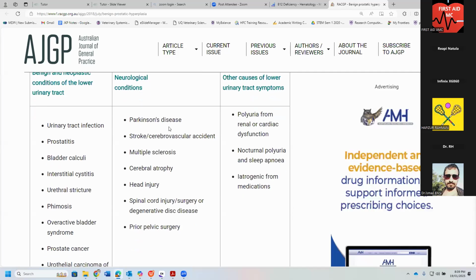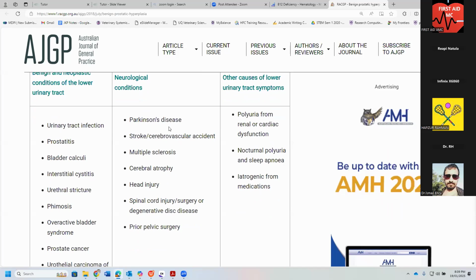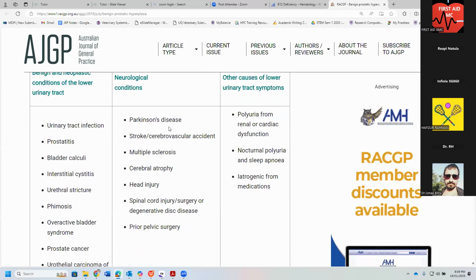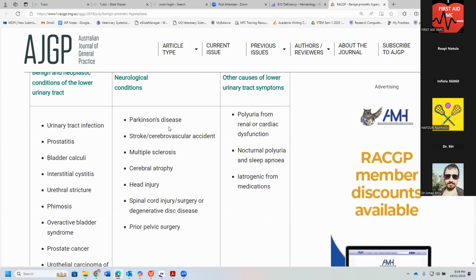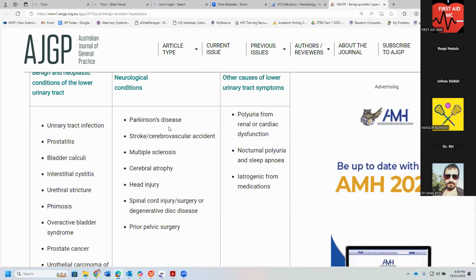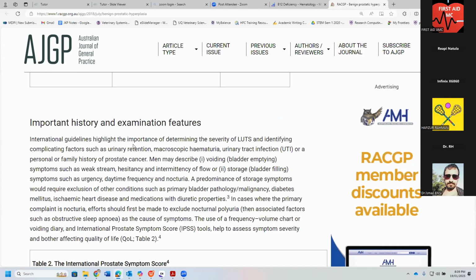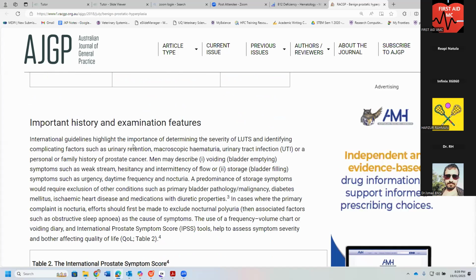If you have an elderly gentleman with other features mentioned in accordance with the prostatic symptoms, always think about neurological conditions like Parkinson's, stroke, multiple sclerosis, cerebral atrophy, head injury, spinal cord injury, or cauda equina syndrome, pelvic surgery. All right. Very important for you to do the history and examination. In examination, the only thing that you do is the abdominal examination and DRE, right?